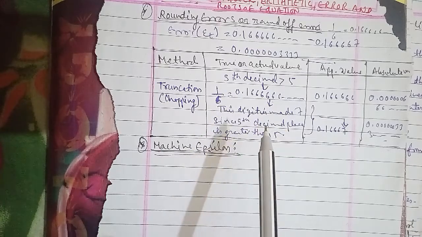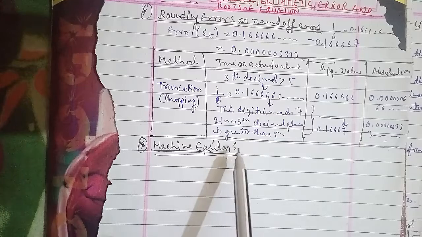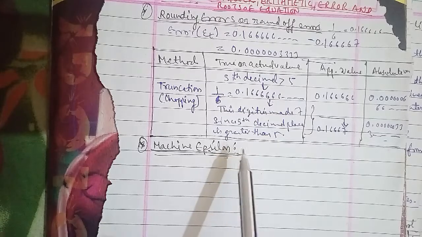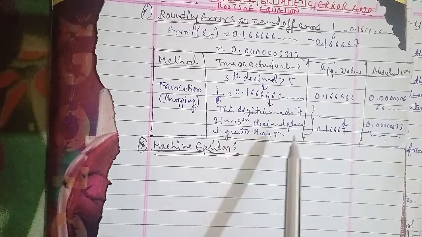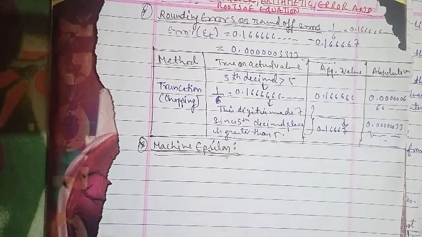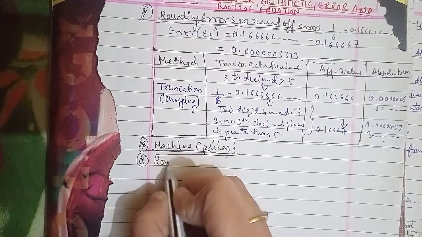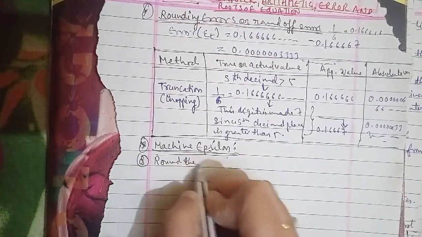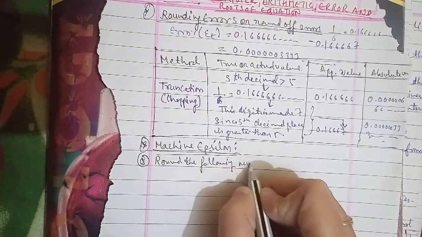Round the following numbers to 2 decimal places. The first number that we have here is 24.5431, and for the second number we have 7.4679 as well.